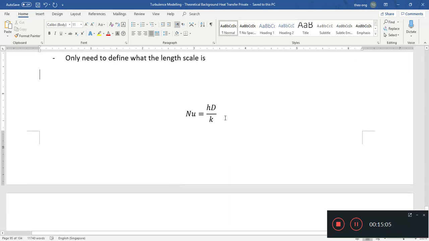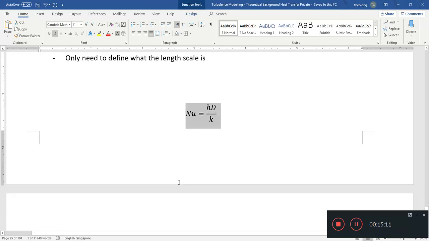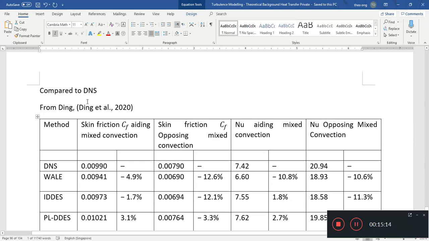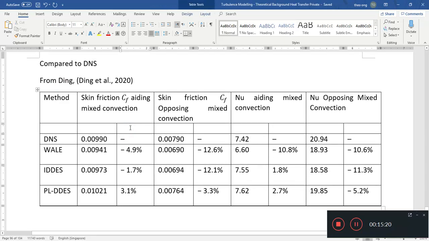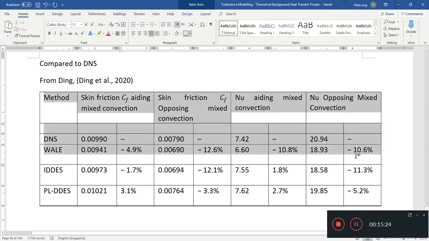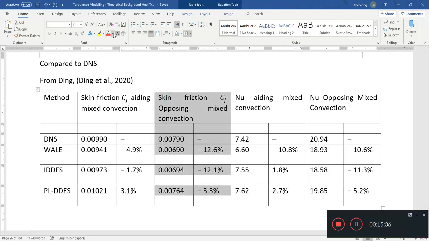Anyway, I'll move on, and we actually compare the Nusselt number in this mixed convection case, and you'll again see a very big discrepancy here. You actually compare Whale versus DNS. From Ting's paper, I wrote down his values into a table. Again, you will see several cases here: aiding mixed convection and opposing mixed convection.